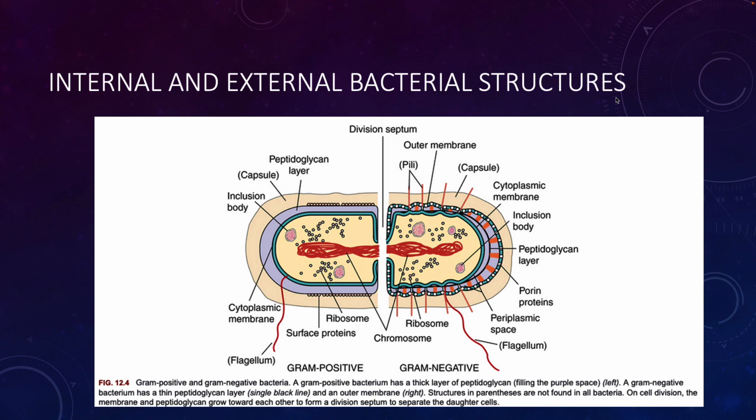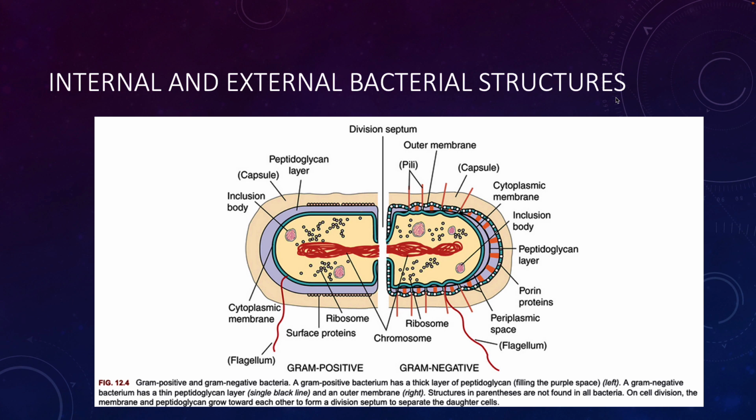Various internal and external bacterial structures are shown in this image. On the left-hand side is an example of a gram-positive cell. On the right is a gram-negative cell. Not all gram-positives have all the features shown. Not all gram-negatives have all the features shown. But they're trying to show you what classic things you could see.